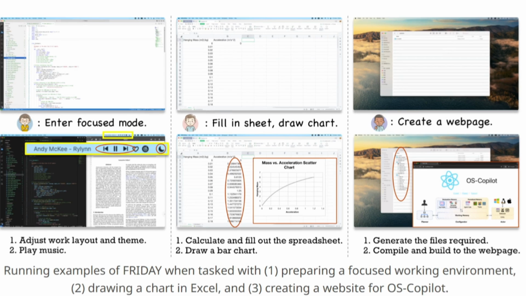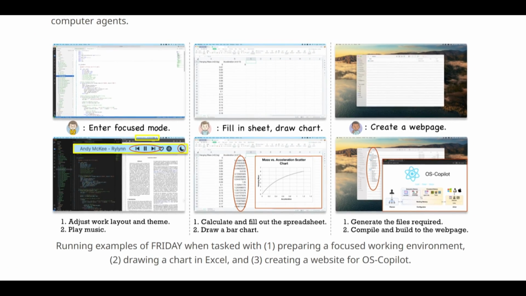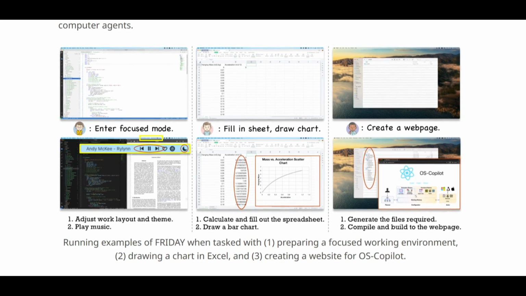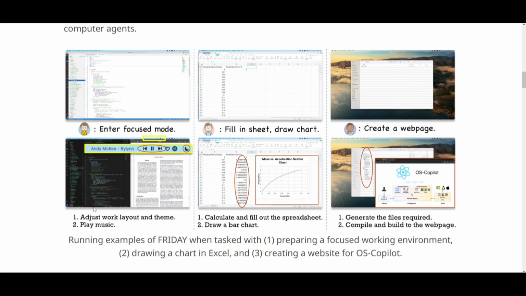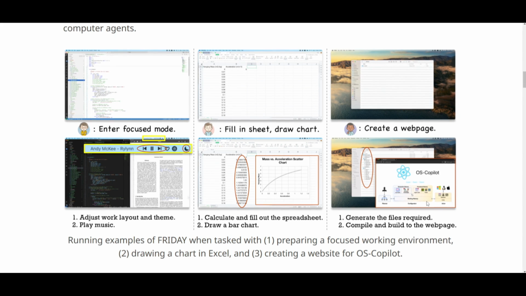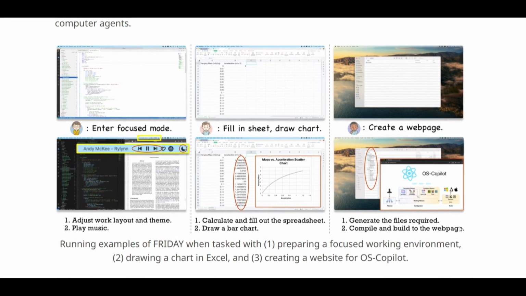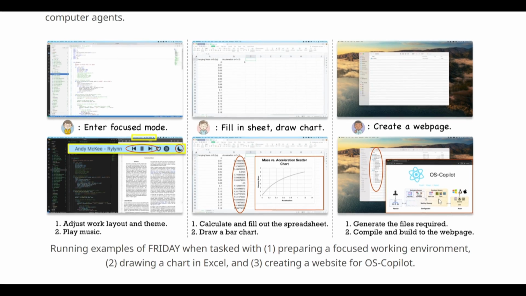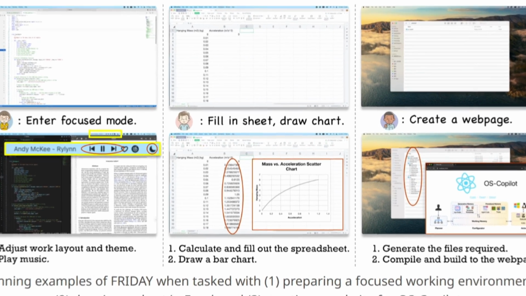Just take a look at this example over here, which is showcasing what you can actually do in various types of elements. In this case, you're able to enter into the focus mode, where you can adjust your work layout and theme. You can even have it play music. In this case, it's calculating and filling out the spreadsheet with a basic prompt. You're able to even create a web page, and it can do so by generating the files that are required. It can access this on your own operating system and compile it and build your web page for you.